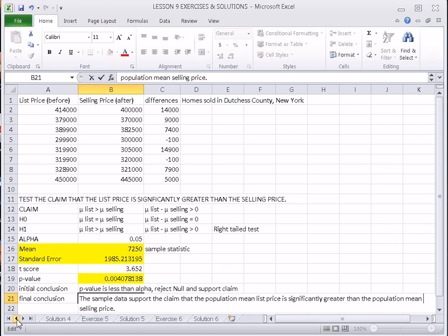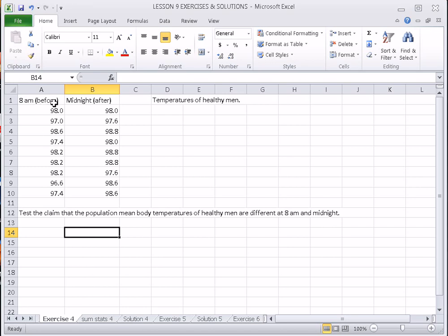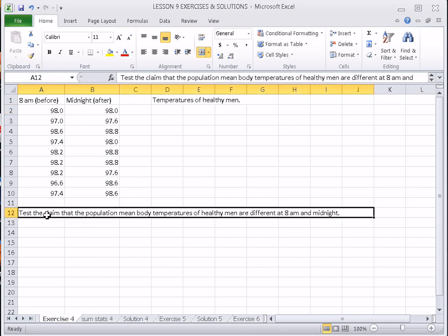Let's do another example. Okay, so here's example 4. Again, notice that we have this before and after data. So temperatures of healthy men, right? These were body temperatures. Their temperature was taken at 8 a.m. and again at midnight. This is dependent data because each temperature belongs to the same individual. We want to test the claim that the population mean body temperatures of healthy men are different between 8 a.m. and midnight. So this is another dependent test.